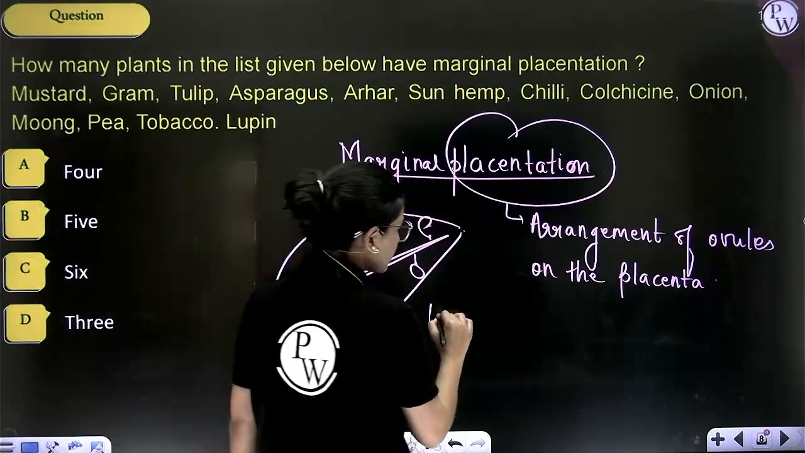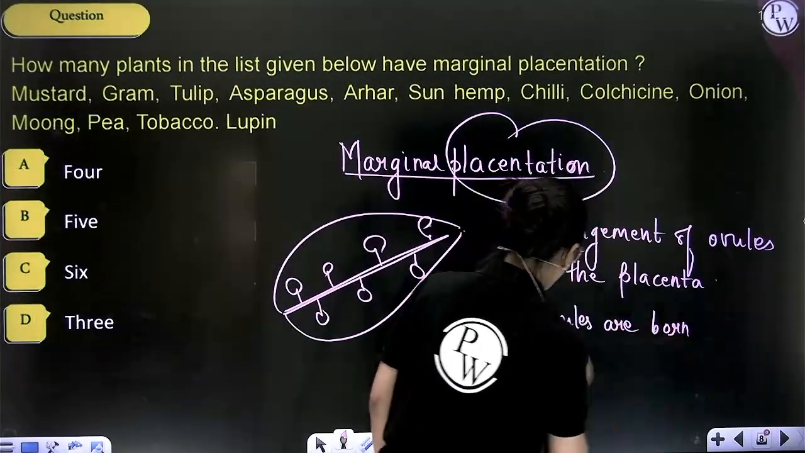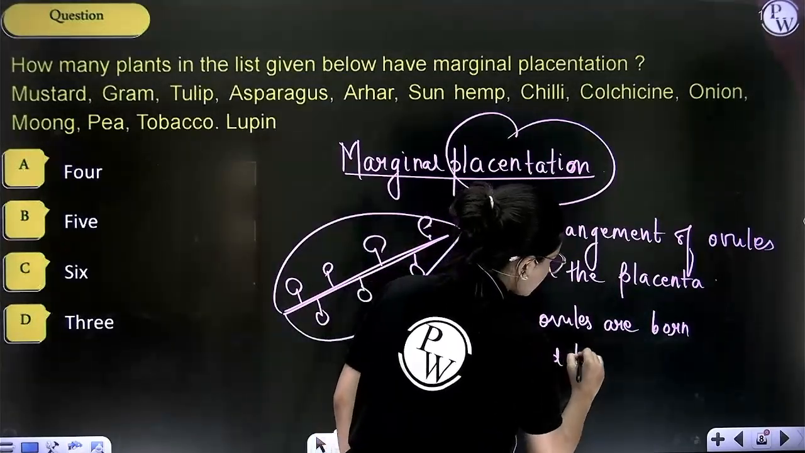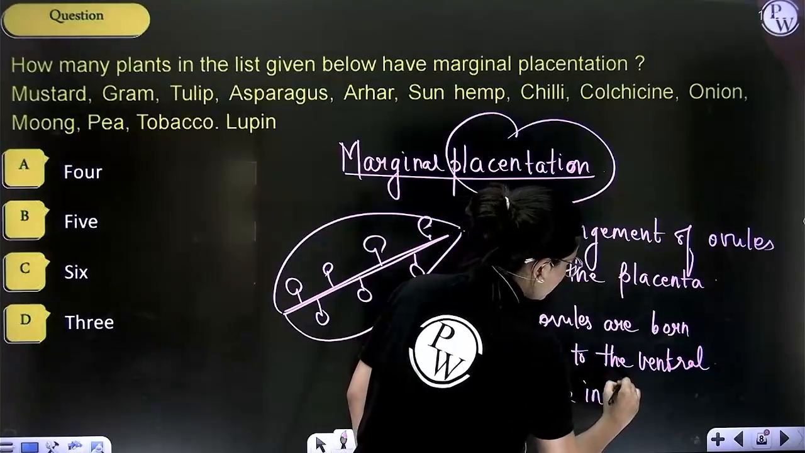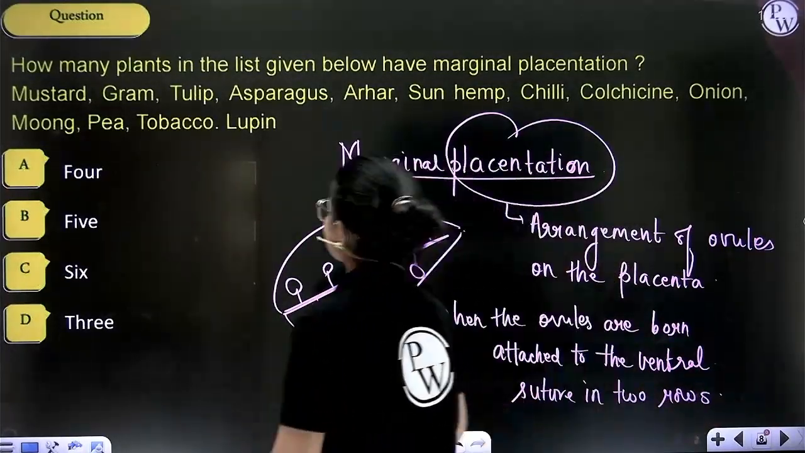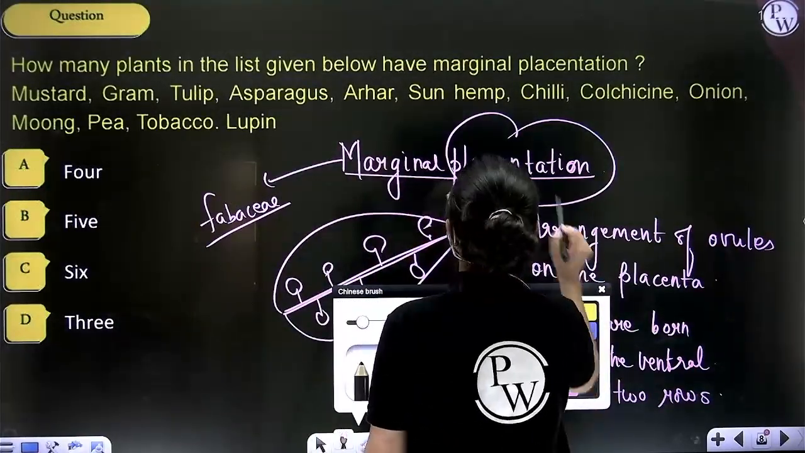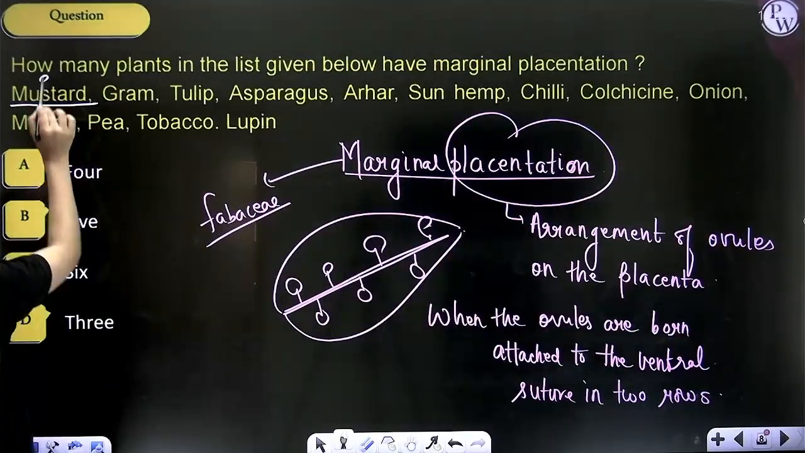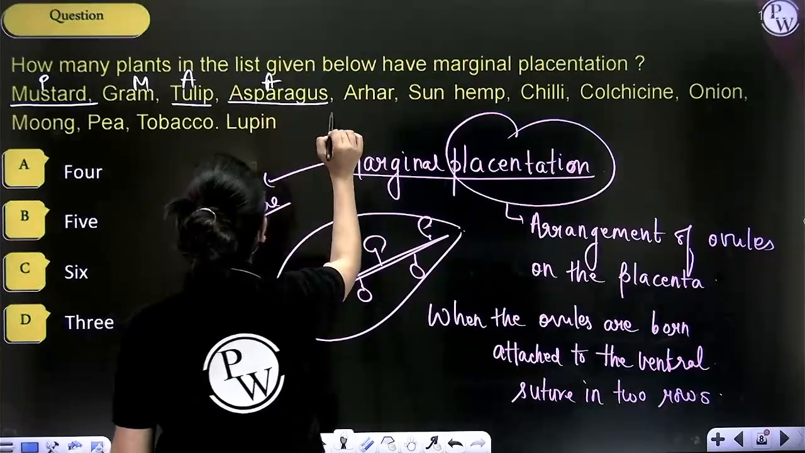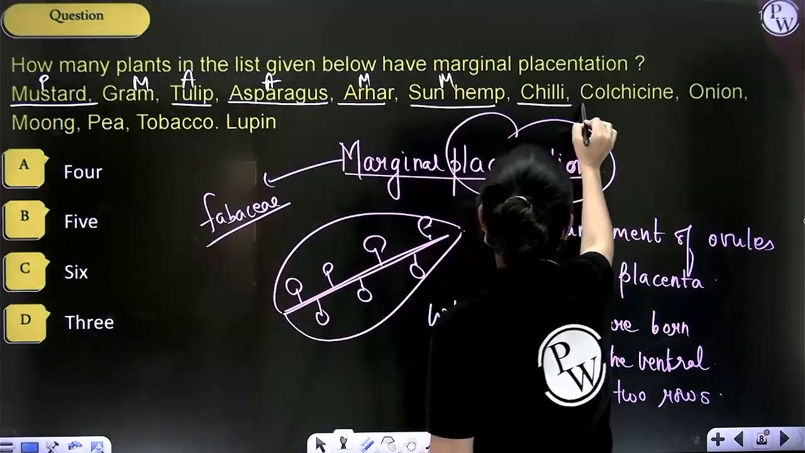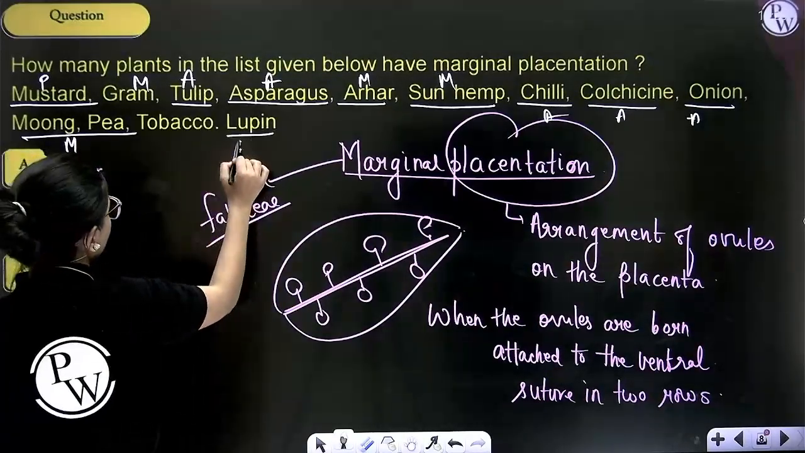Correct? So what is marginal placentation? When the ovules are attached to the ventral suture in two rows. This feature is seen in Fabaceae family basically. Now let's try to analyze how many in the list are correct. So first is mustard. It shows parietal placentation but not axile. Gram, marginal. Tulip, axile. Asparagus, axile. Moong, pea, marginal. Lupin, marginal. Tobacco, axile.